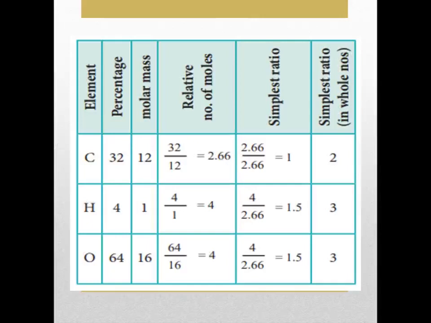One is written as 1, 1.5, 1.5. See here, multiply by 2: 1 into 2 is 2, 1.5 into 2 is 3, 1.5 into 2 is 3. So the answer, the empirical formula, is C2H3O3. Element C, answer 2, H3, O3. So the empirical formula you have to write is C2H3O3. Okay, have you understood?